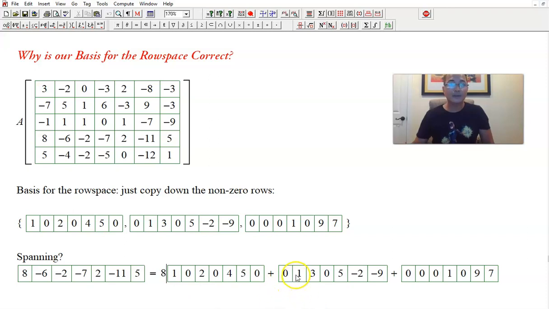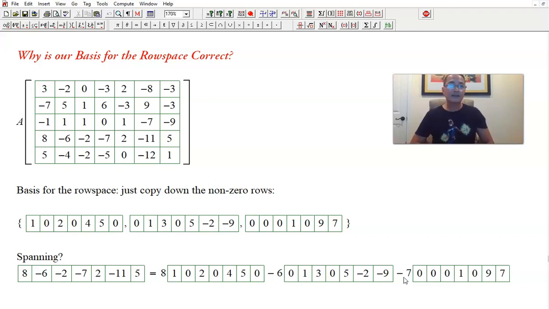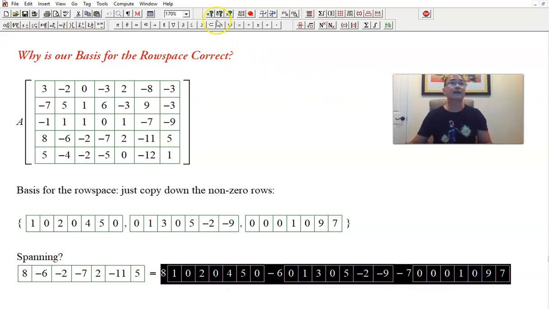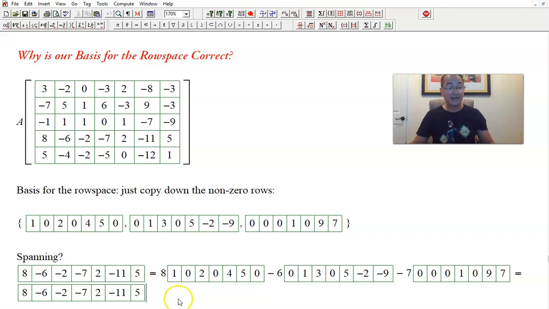But wait, there's more. We have a 1 in the second component here, 0 in the first vector, 0 in the third vector. So we need to get minus 6 in the second component, so that should be a minus 6. Finally, we have one more vector. There's a 1 in the fourth component, 0 here, 0 here, minus 7 in the fourth component, so that should be a minus 7. Easy as pie. Let's check. Do we really get the same vector? Boom. Exactly the same.